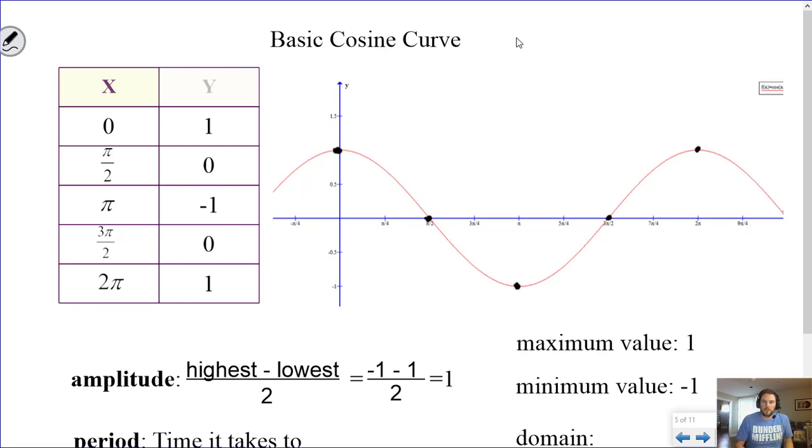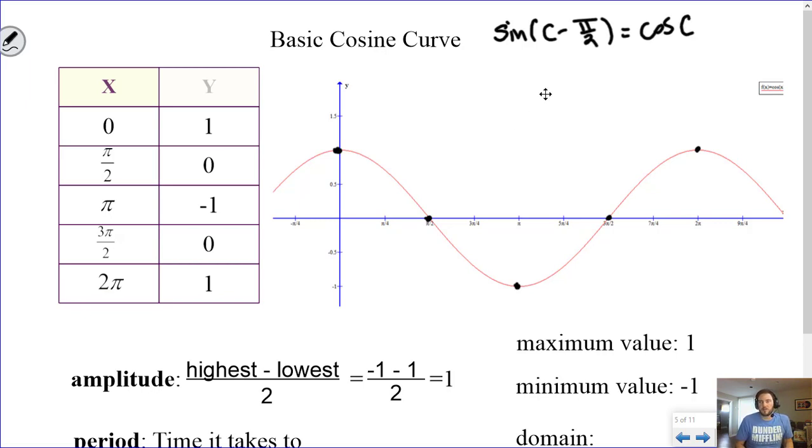And we could prove that, right? We could look at our sum and difference identities, and say, well, if I took the sine of c minus pi over 2, and if I were to apply my identity, I would get the cosine of c, right?